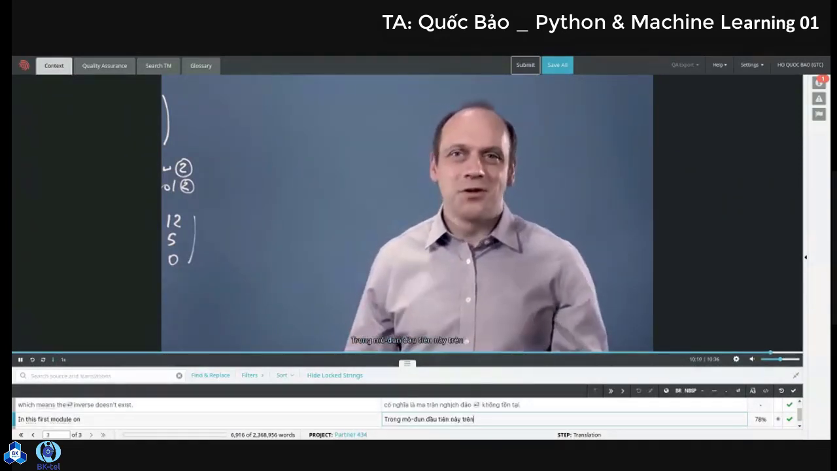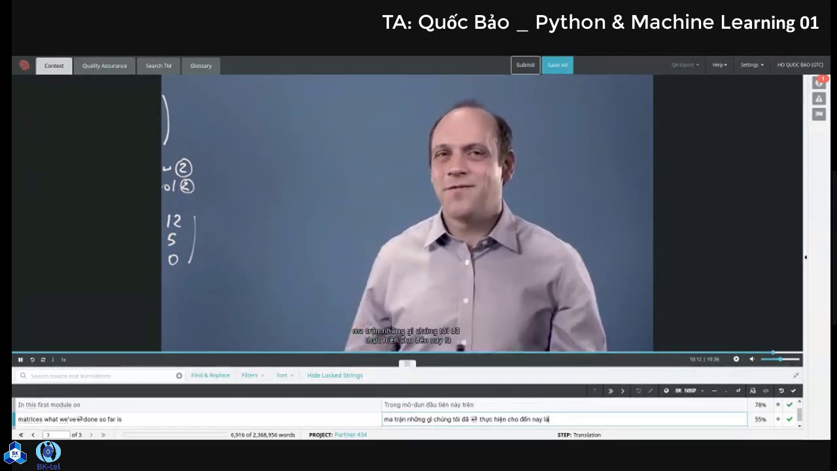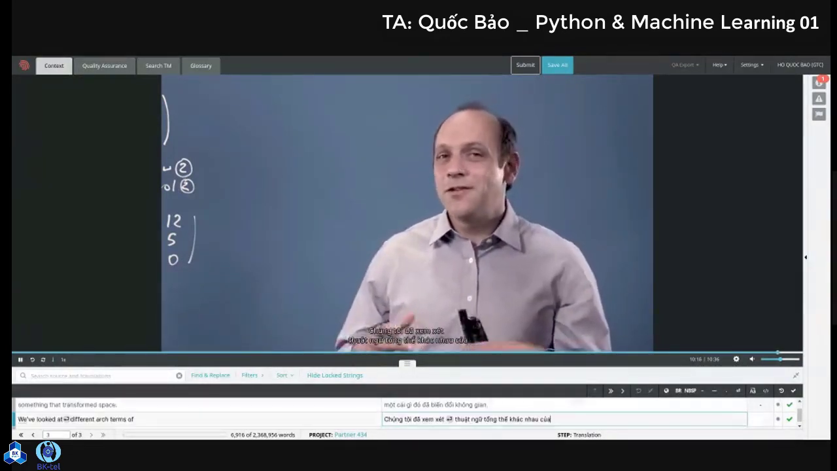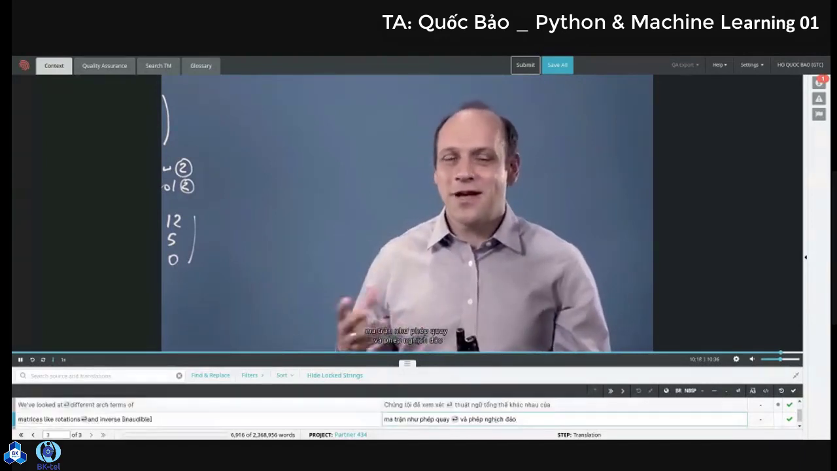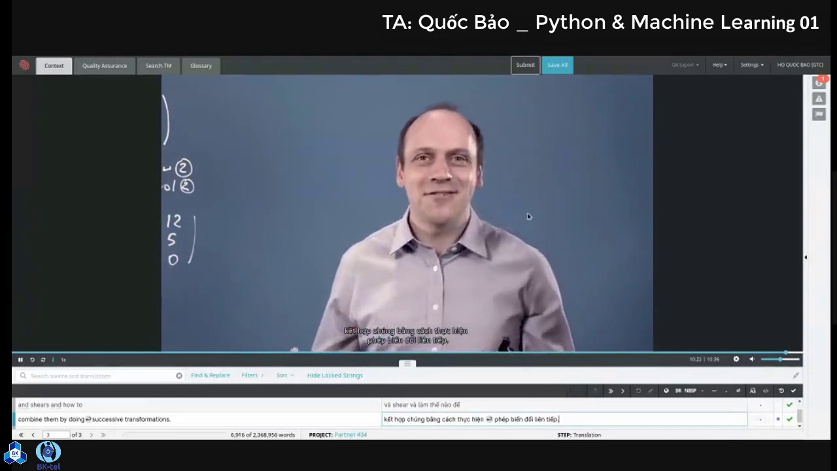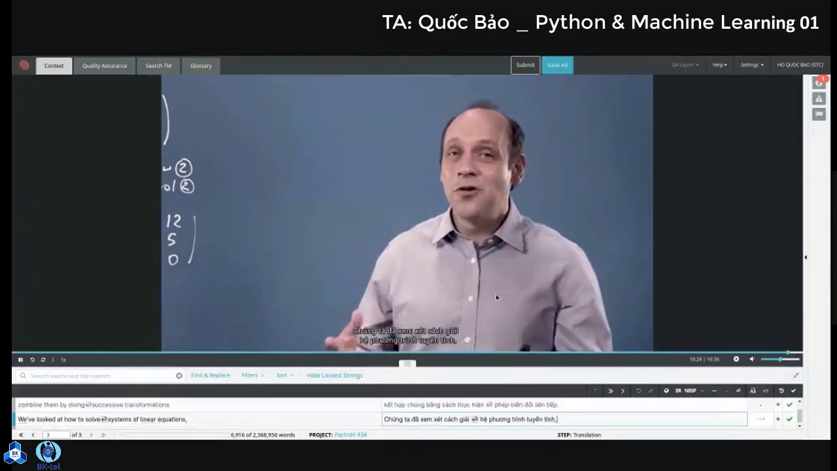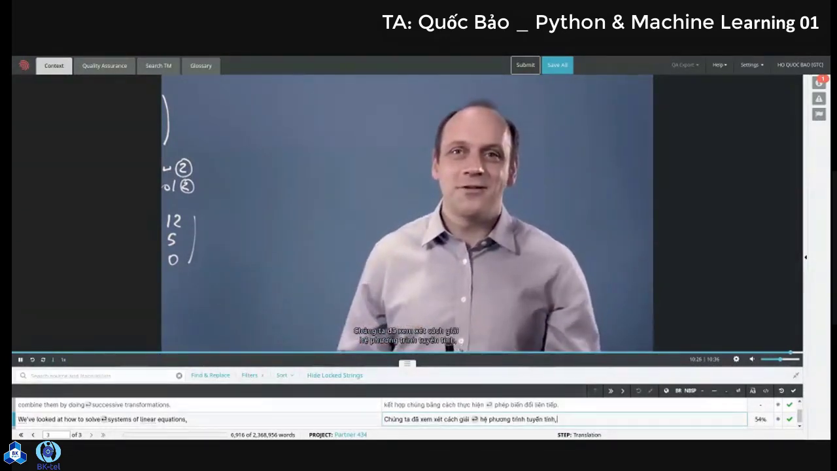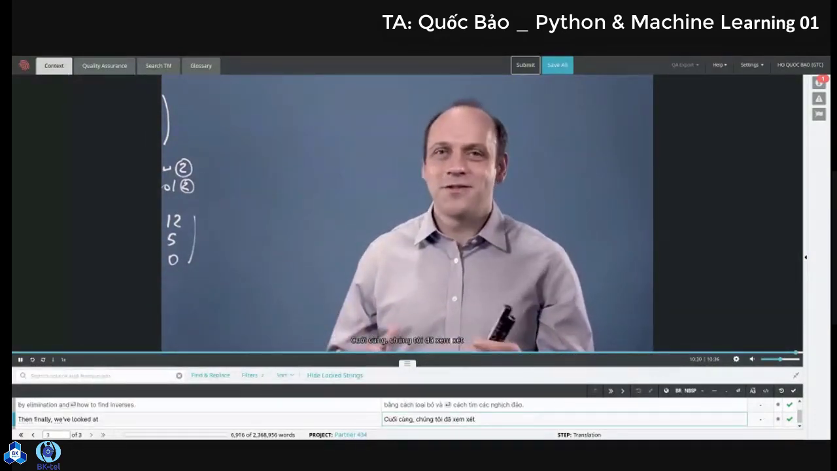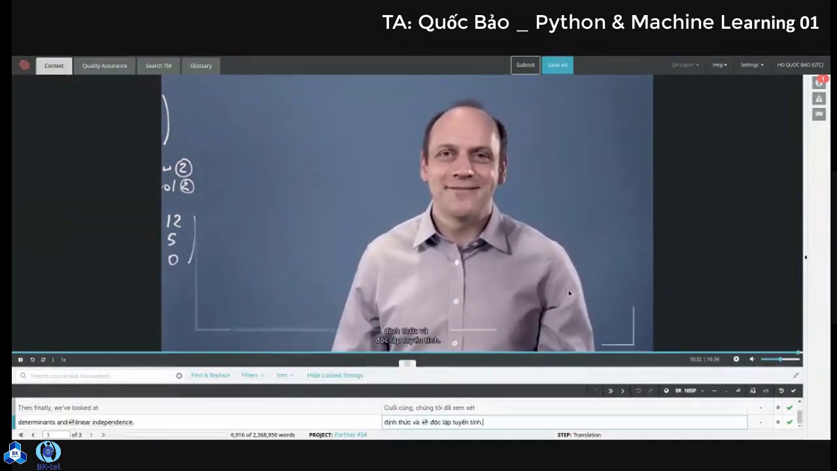In this first module on matrices, what we've done so far is define what a matrix is as something that transforms space. We've looked at different archetypes of matrices like rotations and inverses and stretches and shears and how to combine them by doing successive transformations. Then we've looked at how to solve systems of linear equations by elimination and how to find inverses. And then finally we've looked at determinants and linear independence.